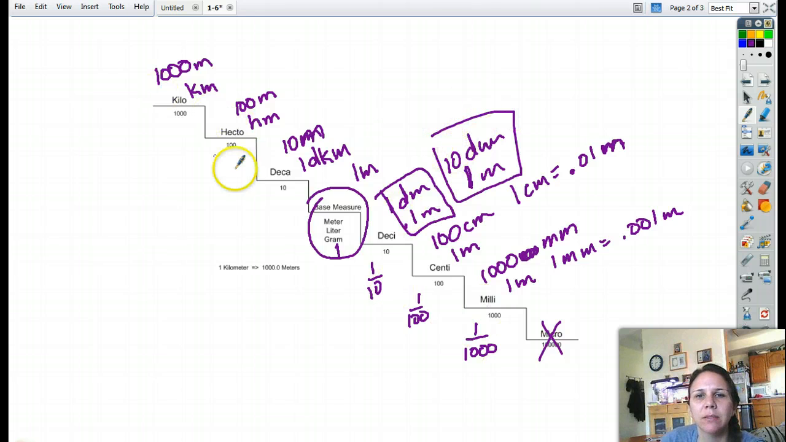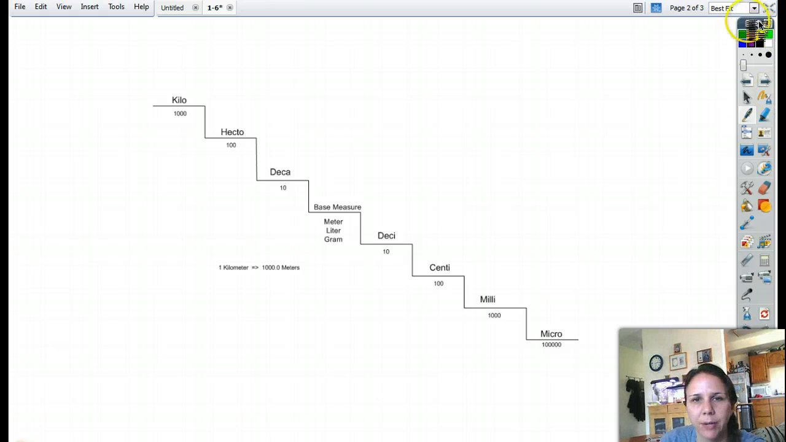So how do I do this? Do I just memorize this? Well, if you memorize the letters and the prefixes, you're fine. But you don't have to memorize how much is in everything. All you have to do is just remember this nifty little trick.